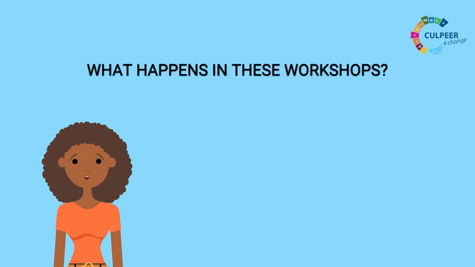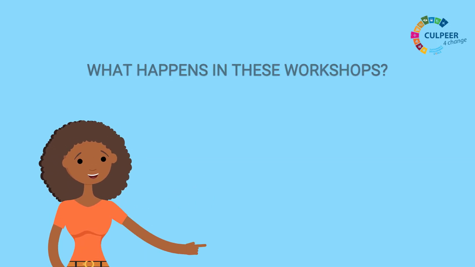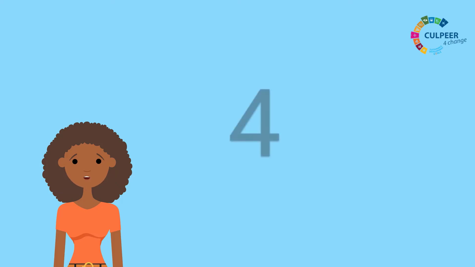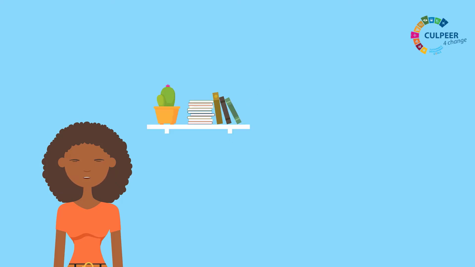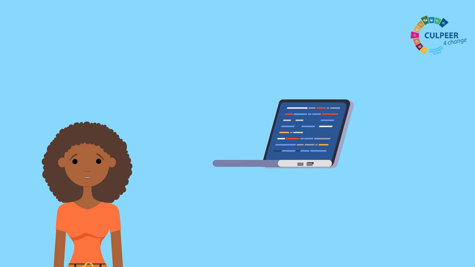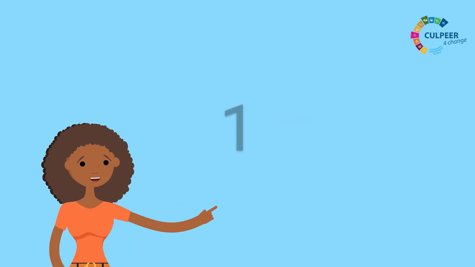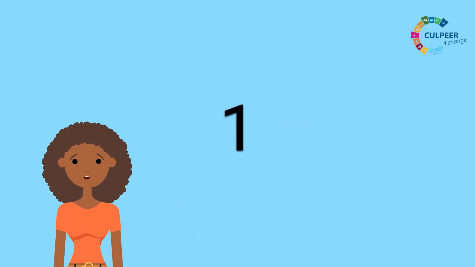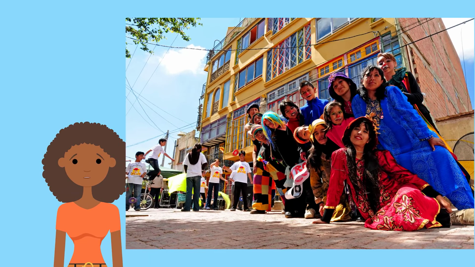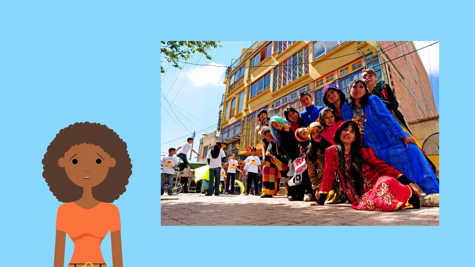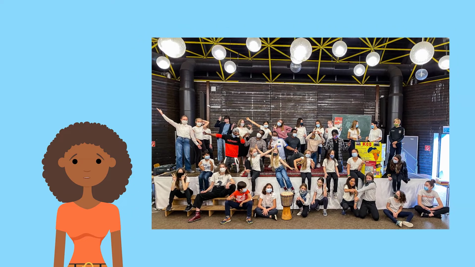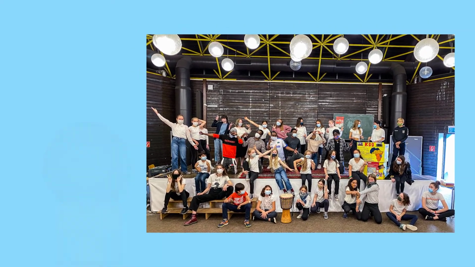What happens in these workshops? The workshops are divided into 4 phases and can take place indoors or outside. There are also digital formats available. Phase 1. Getting to know each other through movement and imitation. Phase 2. Personal acquisition. Phase 3. From the individual to the community process. And Phase 4. Joint presentation.